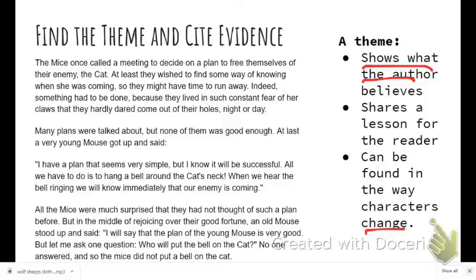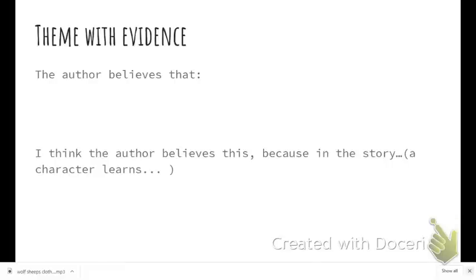How did the characters change? I'll give you a hint. The characters are the mice. Beginning of the story, they're acting a certain way, and then they change by the end of the story. What's the lesson in how they changed? You can write that here on this page once you've found it. If you haven't found it yet, back it up, go read that story and see if you can figure out what the author believes.